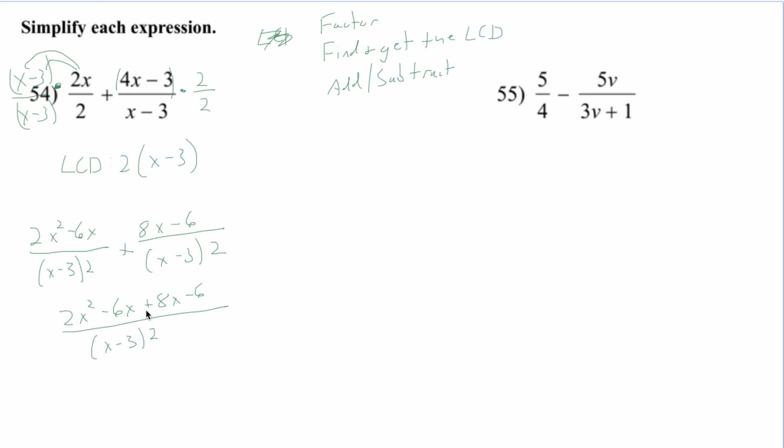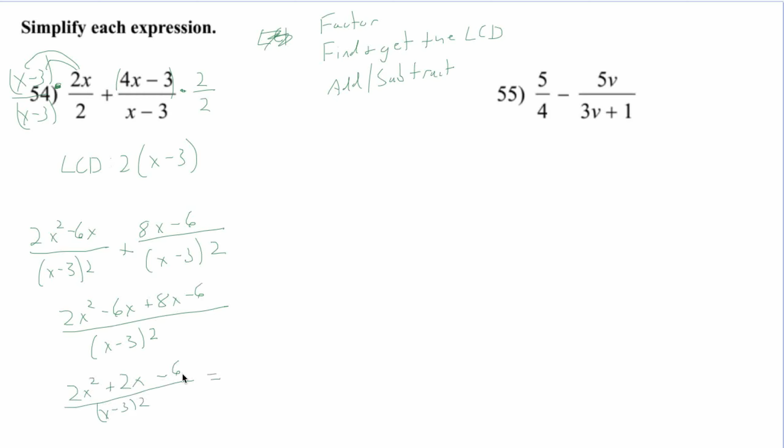And here we have a negative 6x and an 8x, so we have 2x squared. Combining these gives us plus 2x minus 6 over x minus 3 times 2.